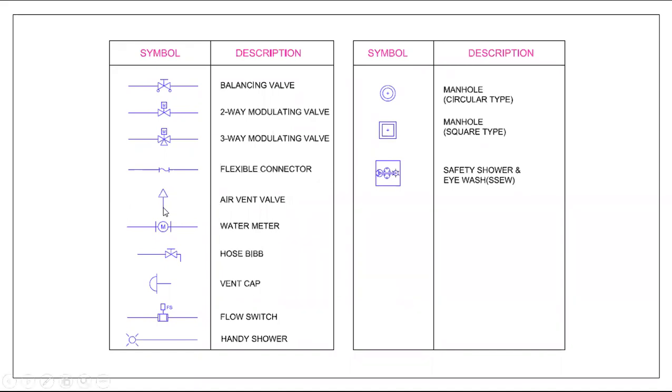Air vent valve, you have to show like this only. Water meter: plunged water meter. If you are going to use a plunged water meter, you have to show it like this. If you are not using a plunge, only a screw type, you have to remove this one. Hose bib: you have to show it like this, one tap valve. Vent cap, you have to provide like this. Flow switch, you have to use like this. Can shower: if we are going to use a can shower in our toilet, you have to show this symbol.